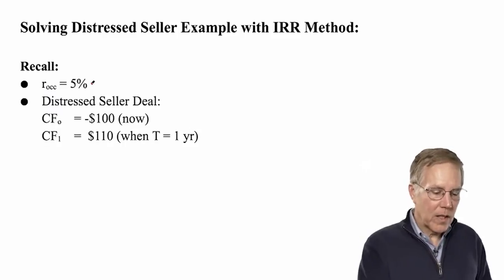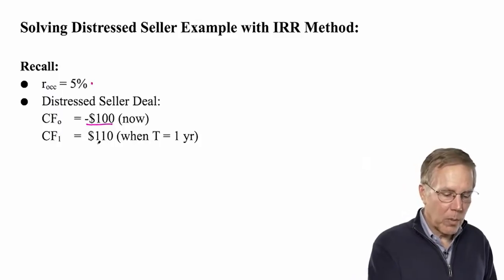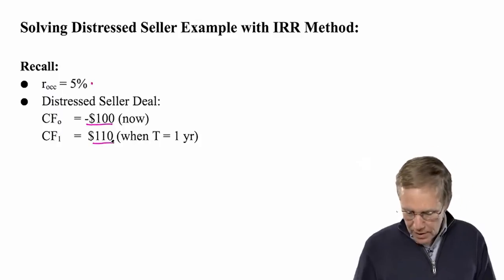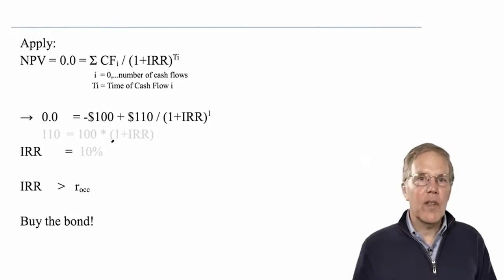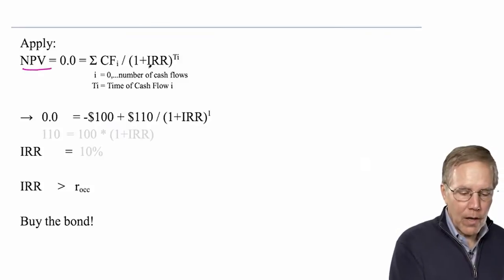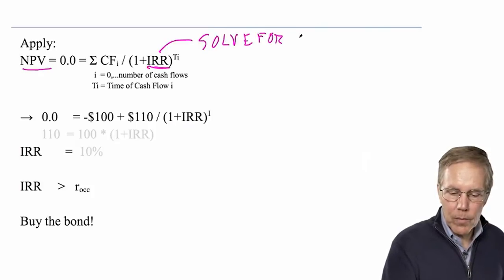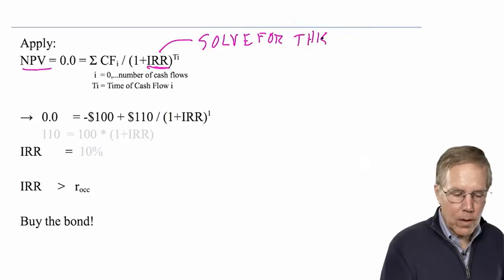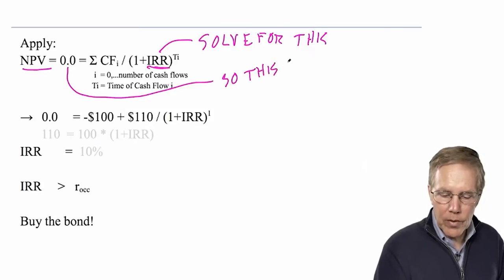And distressed seller then comes along and says, for $100, I'll give you a treasury bond, and the treasury will pay you in 1 year $110. Okay, so how are we going to apply this? We're just going to apply the internal rate of return formula. We want to say that find this number, solve for this, so that everything adds up to 0.